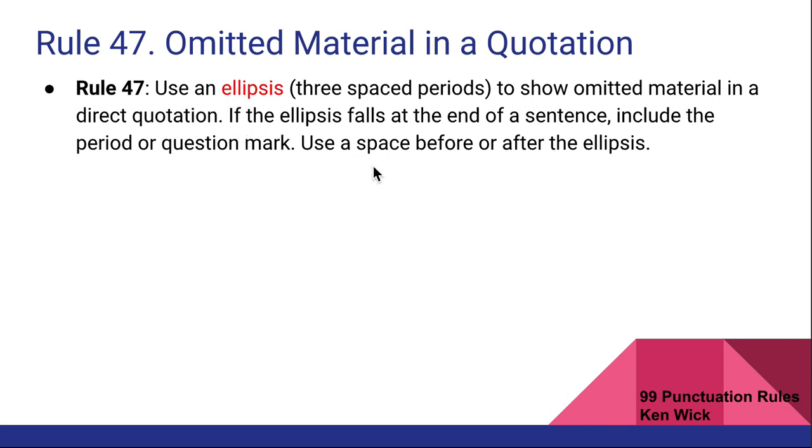And if the ellipsis falls at the end of a sentence, include the period or question mark. Use a space before and after the ellipsis. So basically, you would have a quote, and then if someone's quoting something and they omit material, what you do is you put this ellipsis, which is 3 spaced periods, and then you put a space before and after.